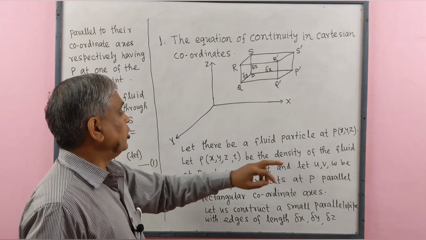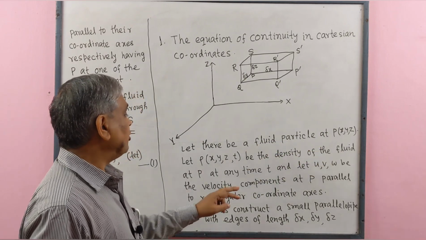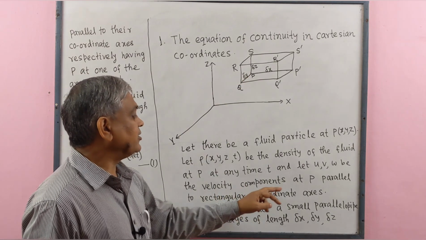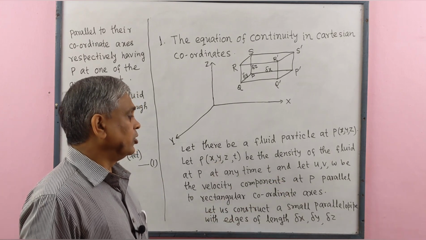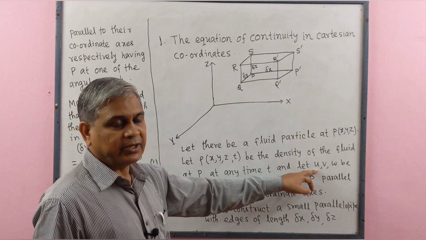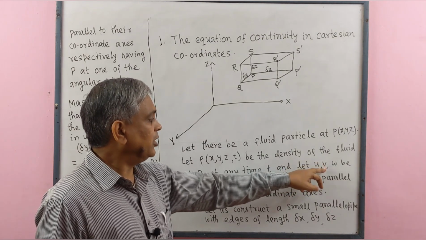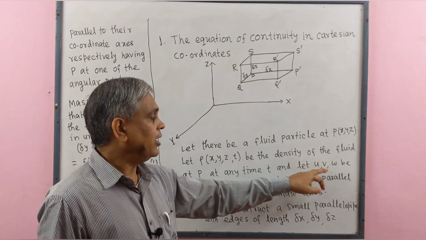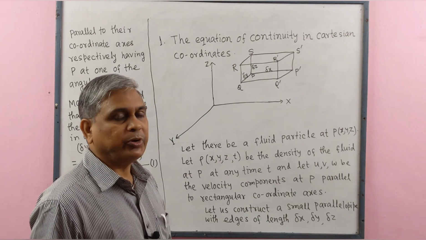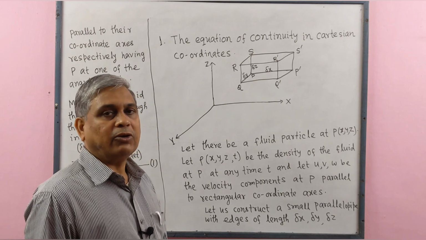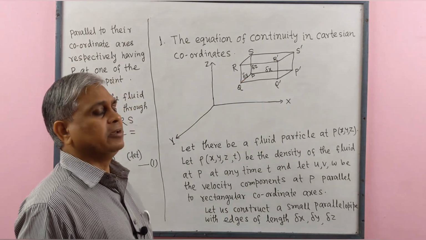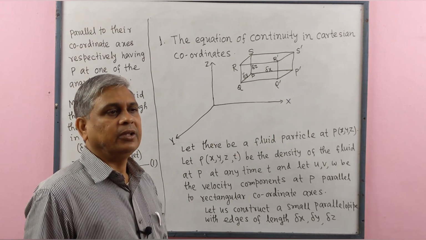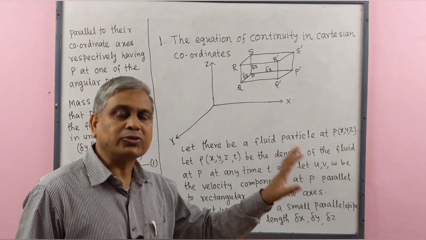And let u, v, w be the velocity components at P parallel to the rectangular Cartesian axes. u is the velocity component of the fluid along the x direction, v is the velocity component along the y direction, and w is the velocity component along the z direction at the point P. At different points of the fluid, the velocity components will also be different.